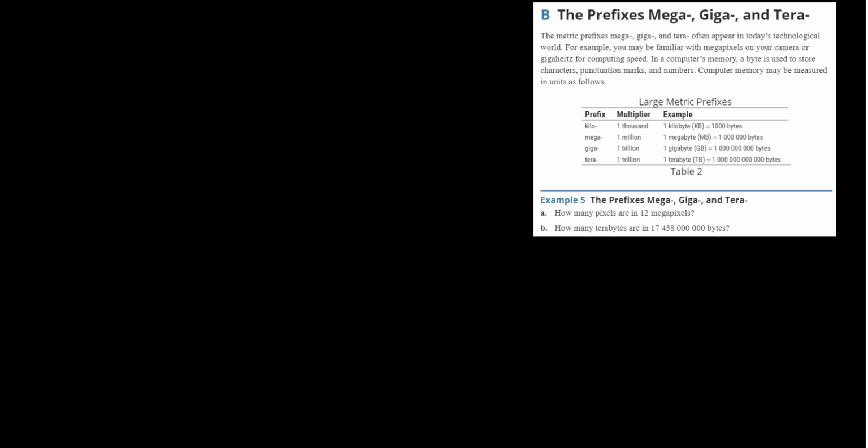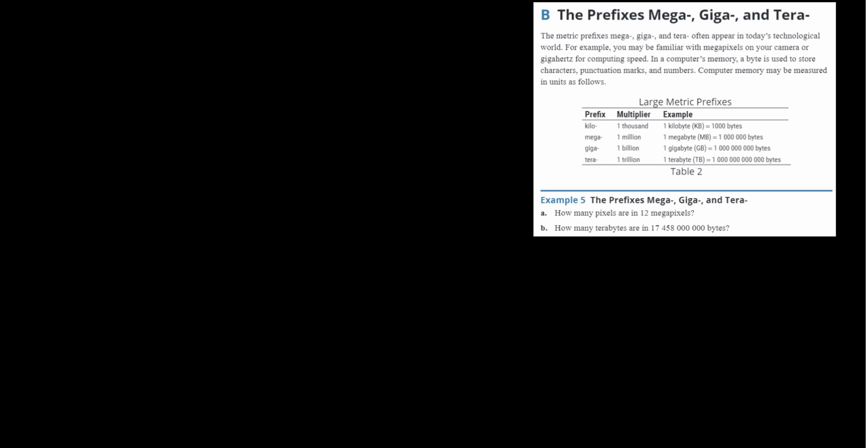You know how in the first few examples we had meters as the base unit of measurement? In this particular case, we're going to have bytes as the basic unit. All right, so example 5, the prefixes are mega, giga, and tera.